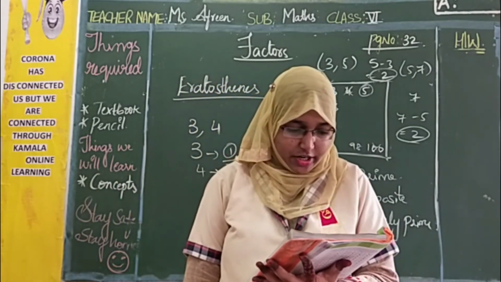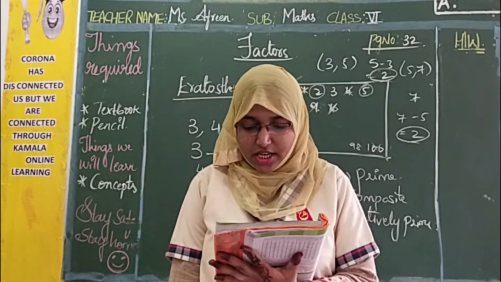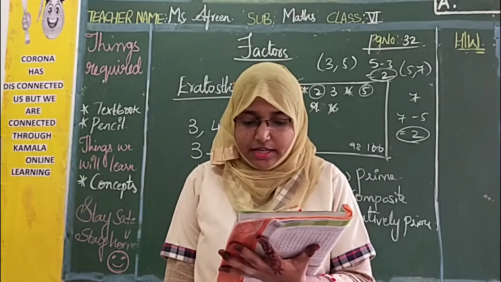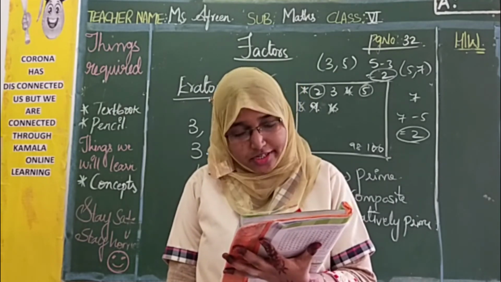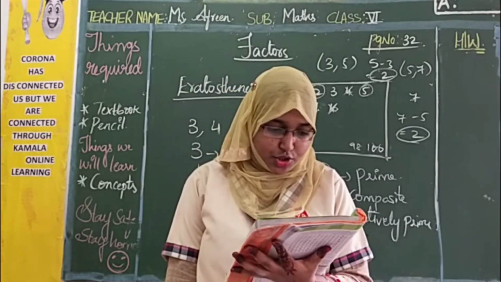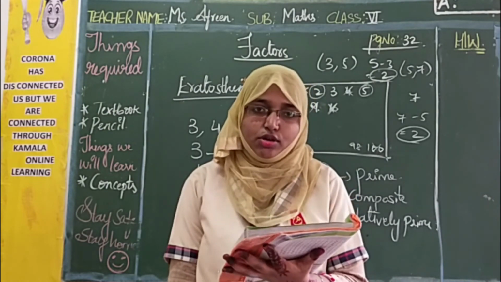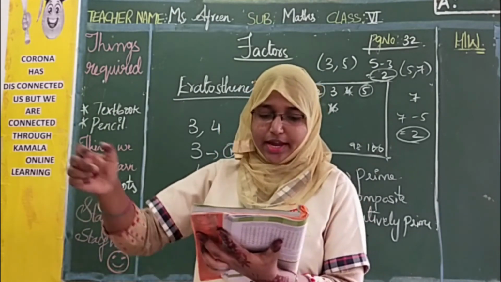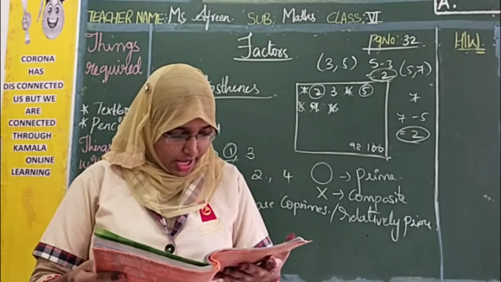See once again, twin primes are prime numbers that differ from each other by 2. So 3, 5: 5 minus 3 is 2, 7 minus 5 is 2, 13 minus 11 is 2, and 43 minus 41 is also 2. So these are some pairs of twin primes. Okay. I hope it is very clear.